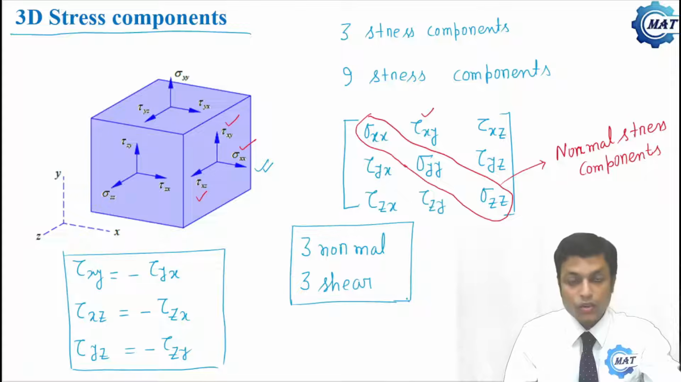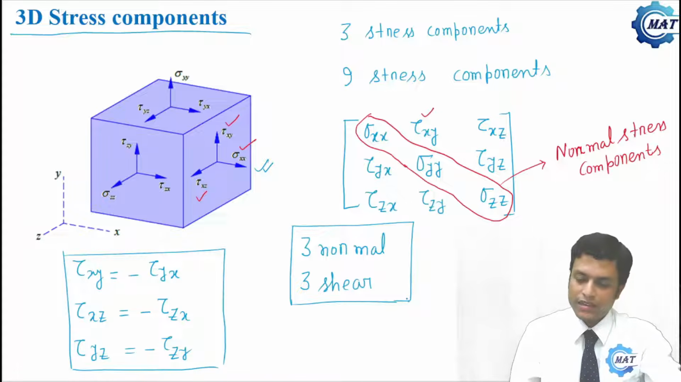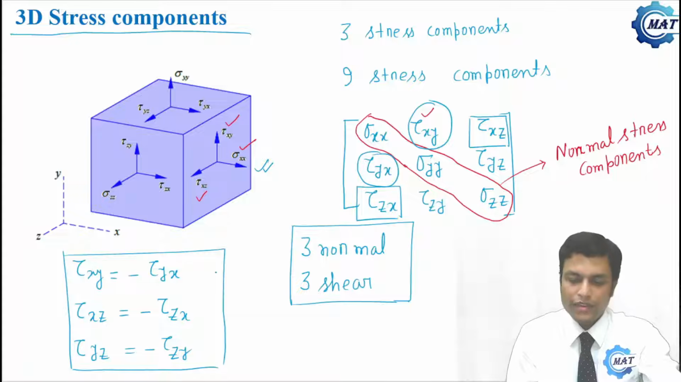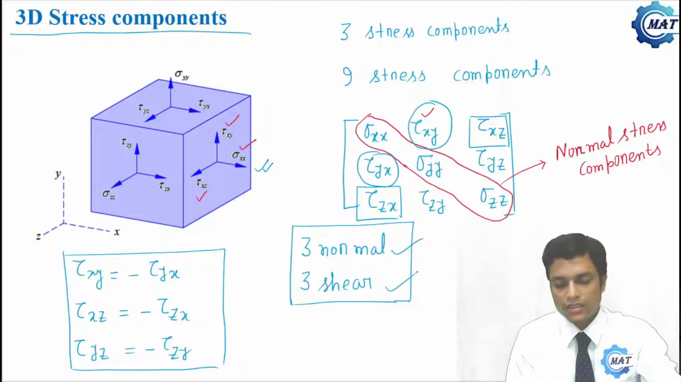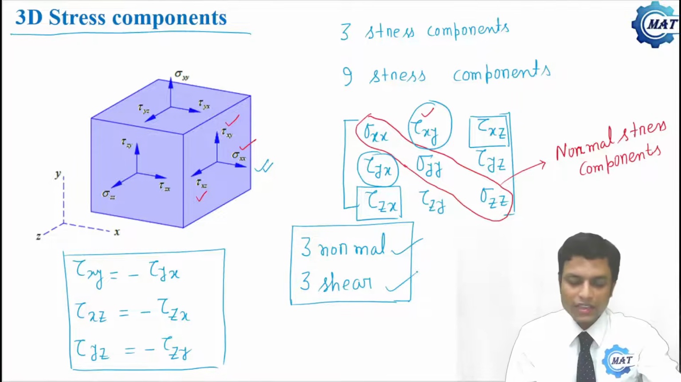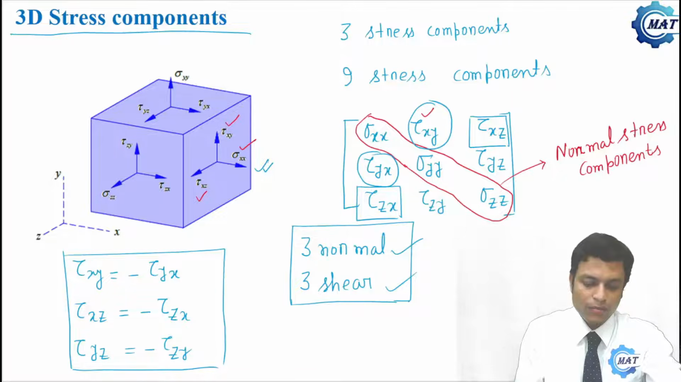Now we shall talk about a very special case. So we have noted the 6 stress components. Actually there are 9, but this one and this one are same. Similarly this one and this one are same, so only one can define. So 3 normal stresses and 3 shear stresses can define the state of stress. Now we shall talk about a very special case which is called plane stress.